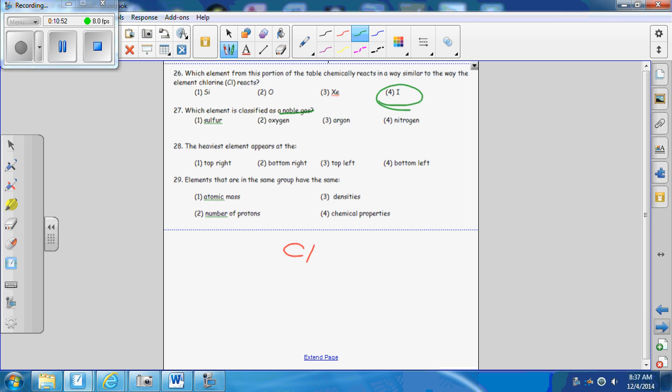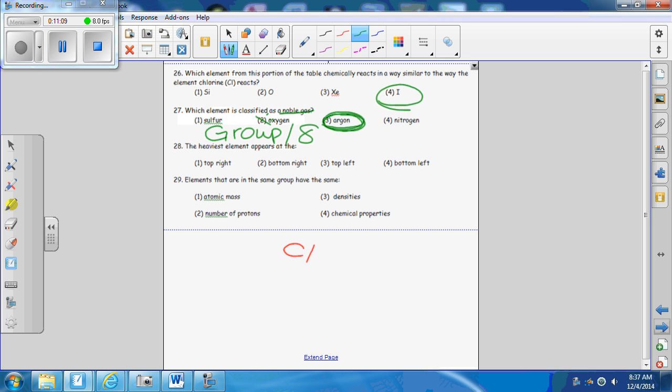Which element is a noble gas? This is like a redundant question. We had another question that I asked you about noble gases. What group number do the noble gases reside? Where do they live? What is the group number? Group 18. So you have to just look in group 18. The only answer would be argon.